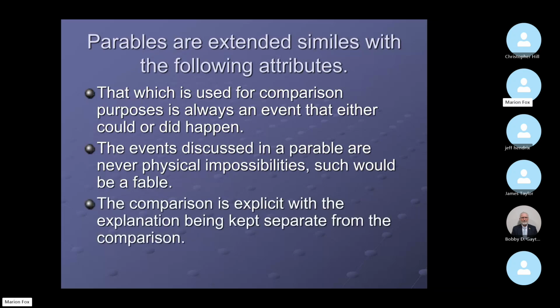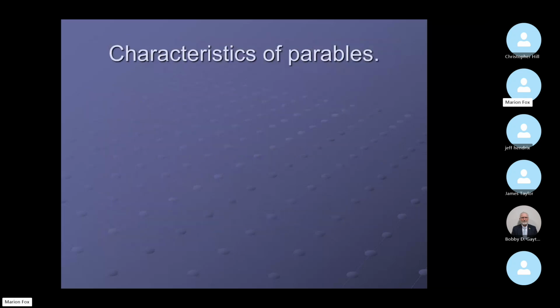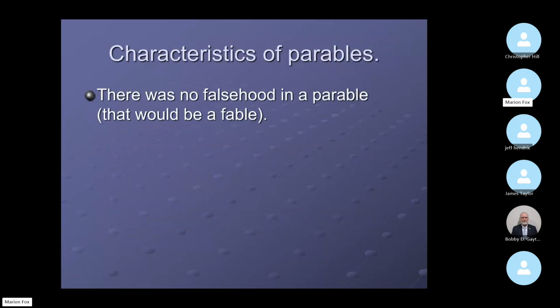Comparison is explicit, with the explanation being kept separate from the comparison. So he makes a comparison that's very explicit, comes right out and says it, and then we have to draw an explanation of it, and that's separate from the comparison itself. And there was no falsehood in a parable. Again, that would be a fable.